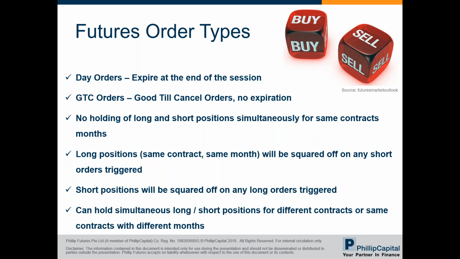With that said, you actually can hold simultaneous long and short positions for different contracts, or the same contract with different months. For example, you can definitely hold a long Dow Jones position and you can short gold. That's totally fine. Similarly, if you're trading the Dow Jones September long position, you can hold a short position on the December contract. Just to note, for the same contract month you will not be able to hold long and short positions, but for different contract months, you'll be okay.